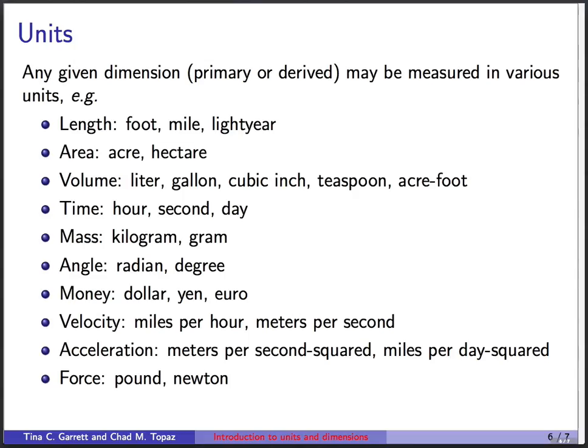Now, let's talk about units. Any given dimension, whether it's a primary or a derived dimension, may be measured in various units. I won't read all of these out loud, but there are lots of ways to measure length: feet, miles, light years. Area can be measured in acres or hectares. Velocity can be measured in miles per hour or meters per second, and so on. So for any given dimension, there are lots of different unit systems that you might be able to use.